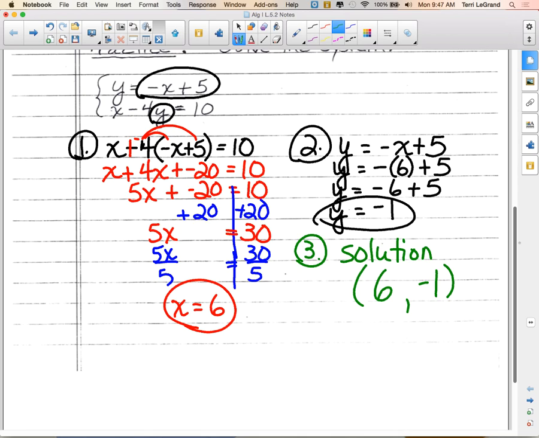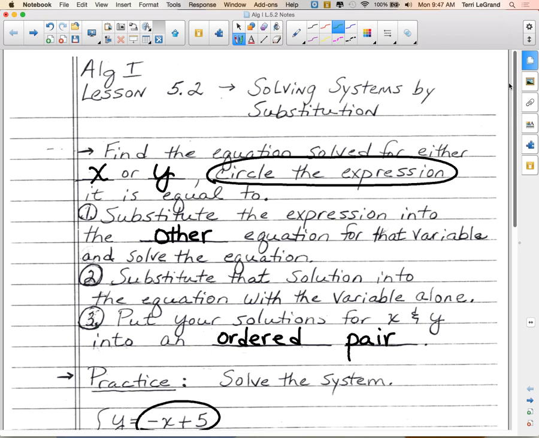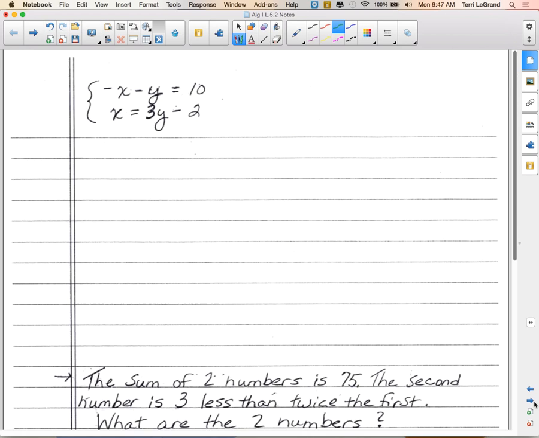Any questions on this one at all? No parts of this. Nothing. Okay, then let's go to the back side. Here's our other system we're going to solve. So we have the opposite of x, subtract y equals 10. We have x equals 3y minus 2. What would you do in this one?